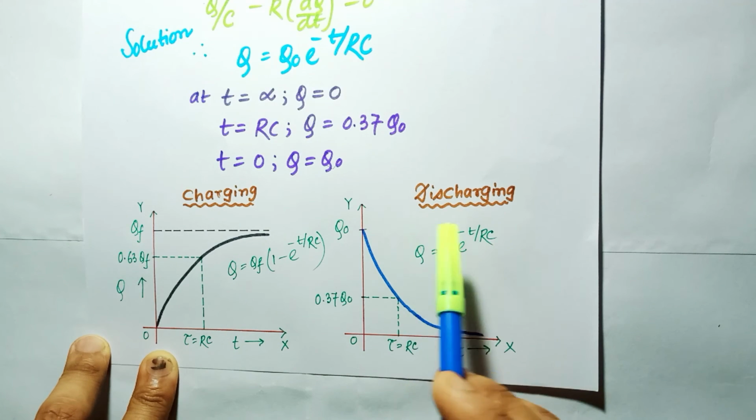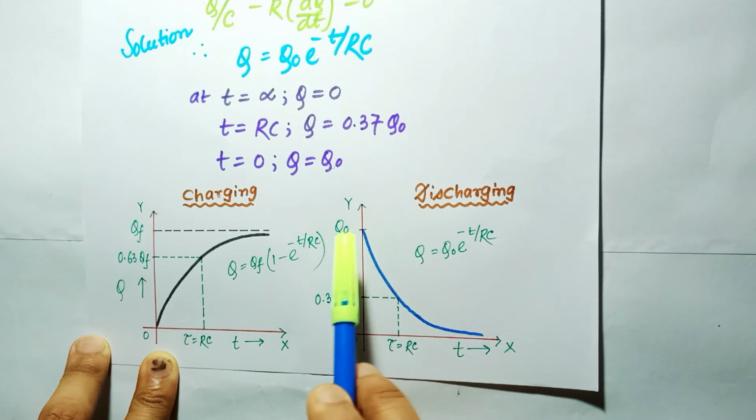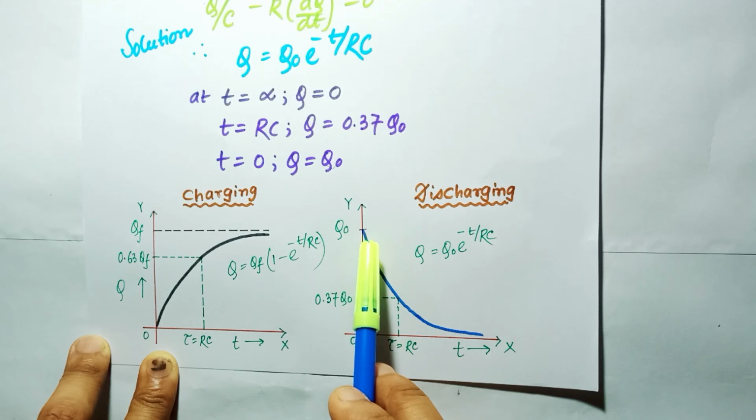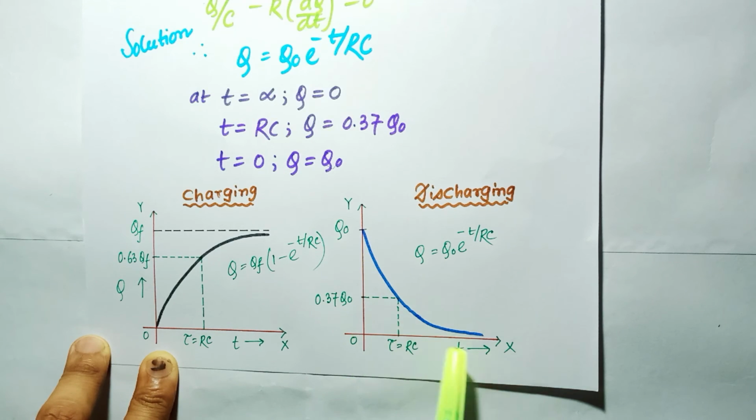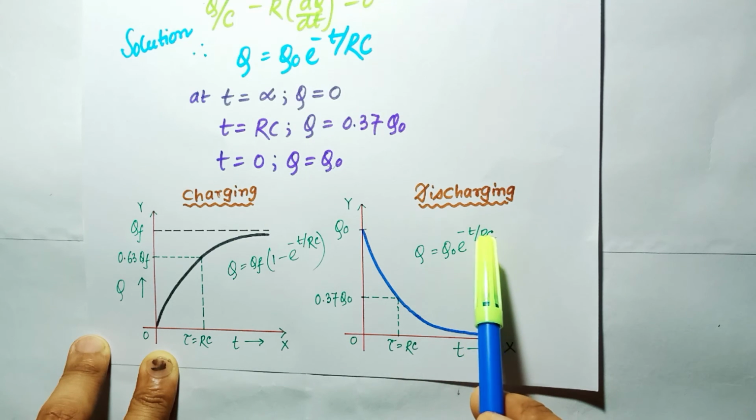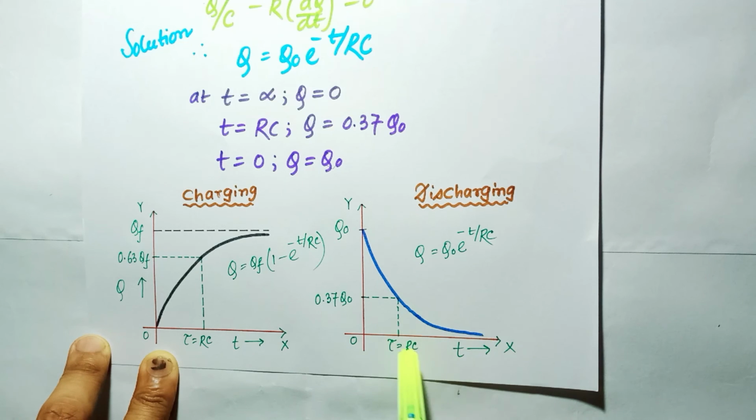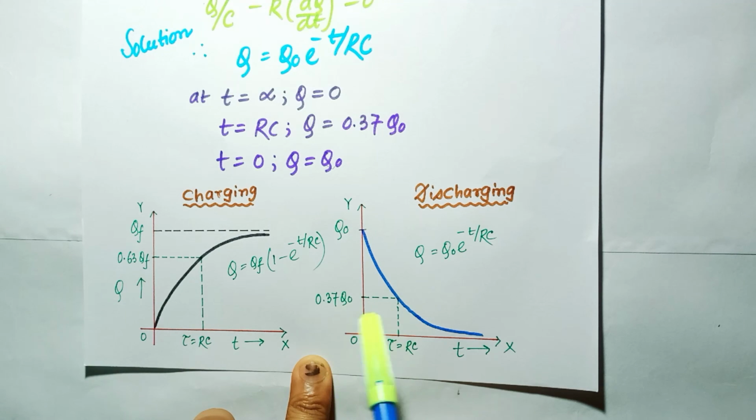Coming back to the discharging plot, you can see at t equal to 0, it is the initial value, that is Q0, and when t increases, it decays exponentially. So it follows the relation Q is equal to Q0 times exponential minus t by RC. So here also at t equal to tau is equal to RC, where RC is the time constant of the circuit, you can see Q becomes 37% of its initial value, that is Q0. So at t equal to tau equal to RC, it becomes 0.37 Q0.